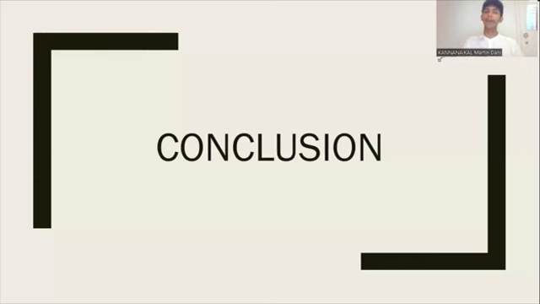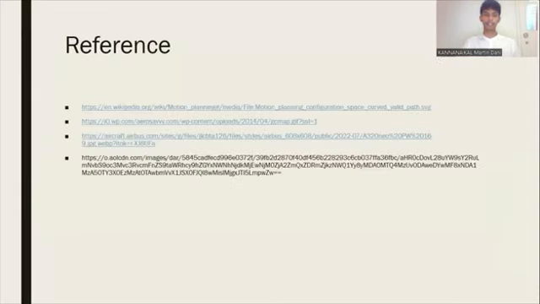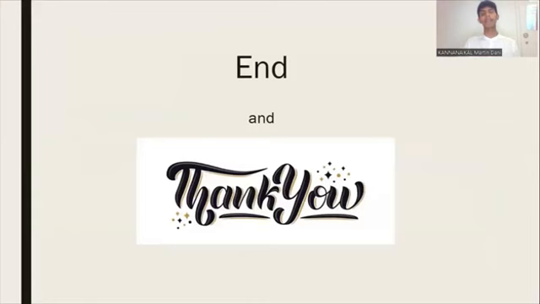Then my group member explained some of the problems and challenges we faced while working as a group. And lastly, what we had learned from working in a group project and learning this A-Star path planning program. This is our list of references for the sources we used. And finally, this is the end of our presentation.